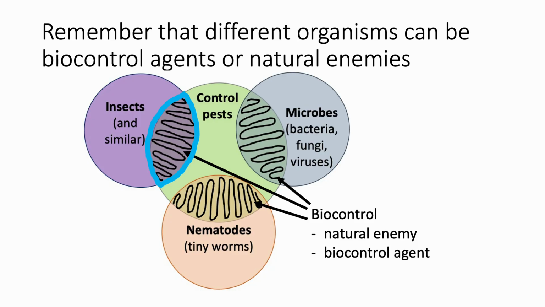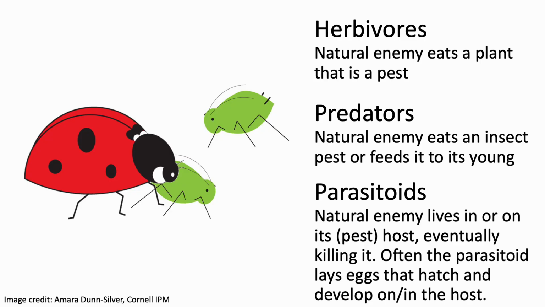First, we'll focus on insects and other arthropods as biocontrol agents. In this first picture, we see our familiar friend the lady beetle eating green aphids. On the right of the slide, you can see your options for modes of action. Herbivores are natural enemies that eat pest plants. Predators are natural enemies that either eat insect pests themselves or catch and feed the pest to their young.